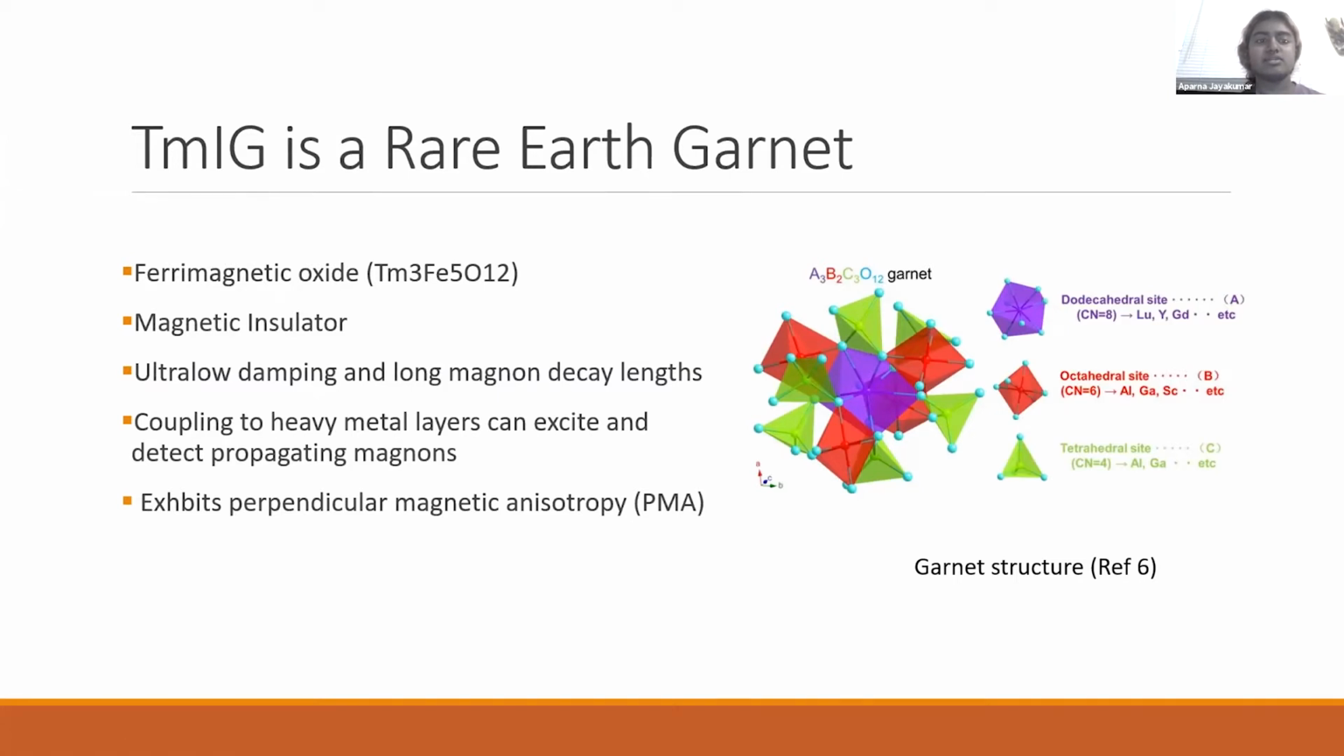It exhibits ultra-low damping and long magnon decay lengths. Magnons are basically a collective excitation that can be modeled as a spin wave. Coupling to heavy metal layers can excite and detect propagating magnons. And this material also exhibits perpendicular magnetic anisotropy.